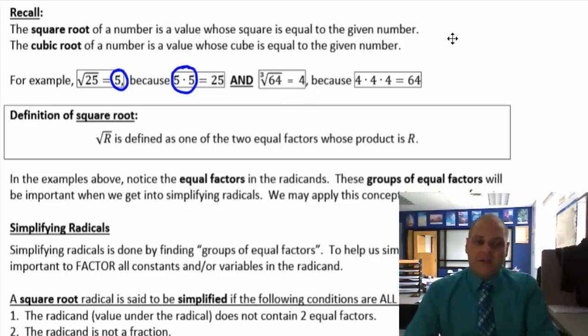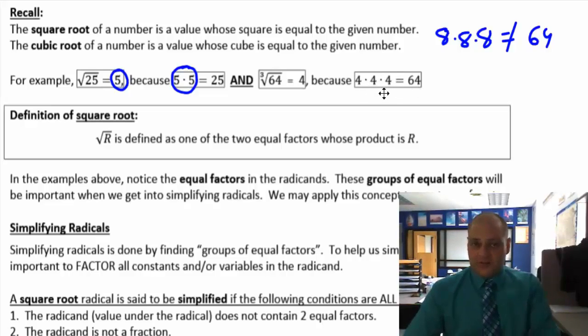What number times itself 3 times gives you that number in the radicand? Well, it's not 8, because 8 times 8 times 8 is not 64. So it wouldn't be 8. It is 4. 4 times 4 times 4 is 64. 4 times 4 is 16, and 16 times 4 is 64. So 4, see how there's 3 4s? 3 4s make a 64, therefore 4 is the cubic root of 64.